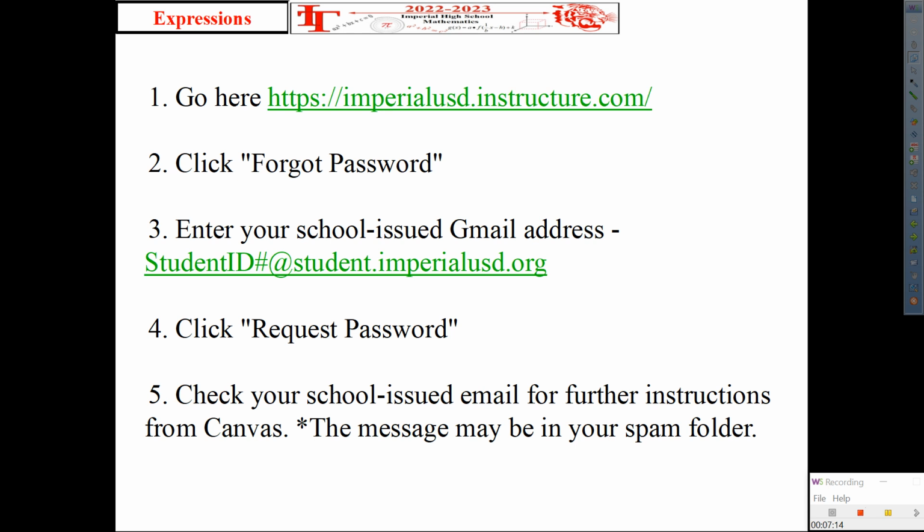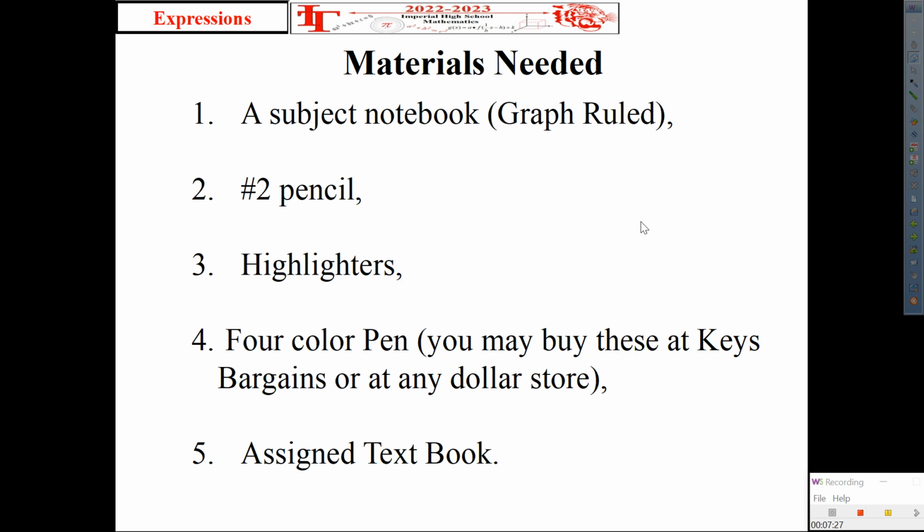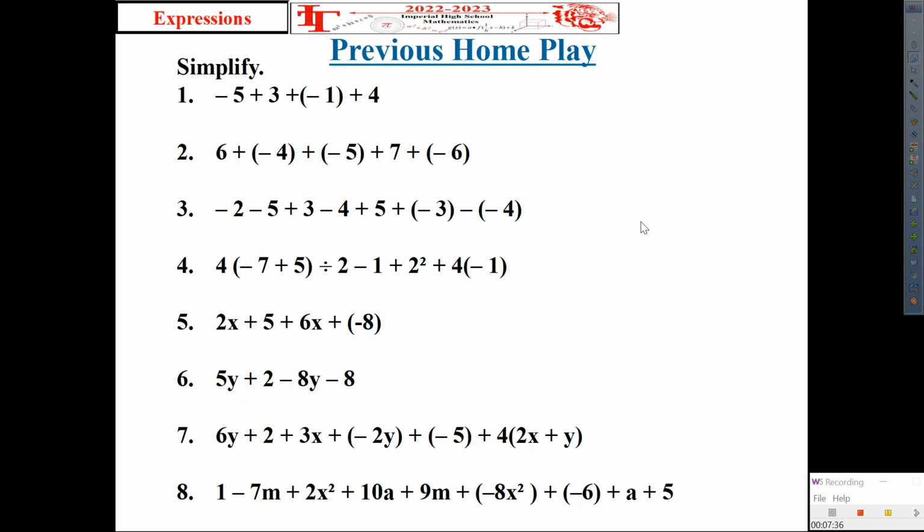So, with that said, home plate from last night. Reminder, materials needed. Make sure you get your materials for this course, because once we get started with Algebra 2, it's going to go a little bit faster, okay? So, yes. Yesterday? Yeah, as soon as you can get it, okay?